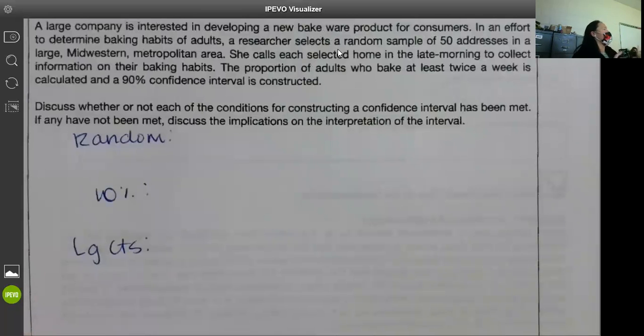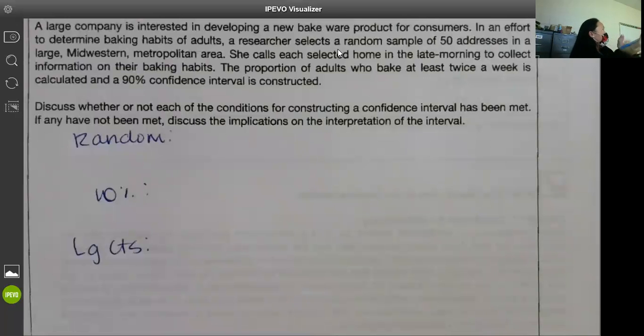Okay, so I heard a yes and a no. Let me talk about the yes first. Why are you saying yes? Because it does say a random sample of 50. Why are you saying no though? Because she called them. When did she call? So tell me about late morning. So who's not at work?